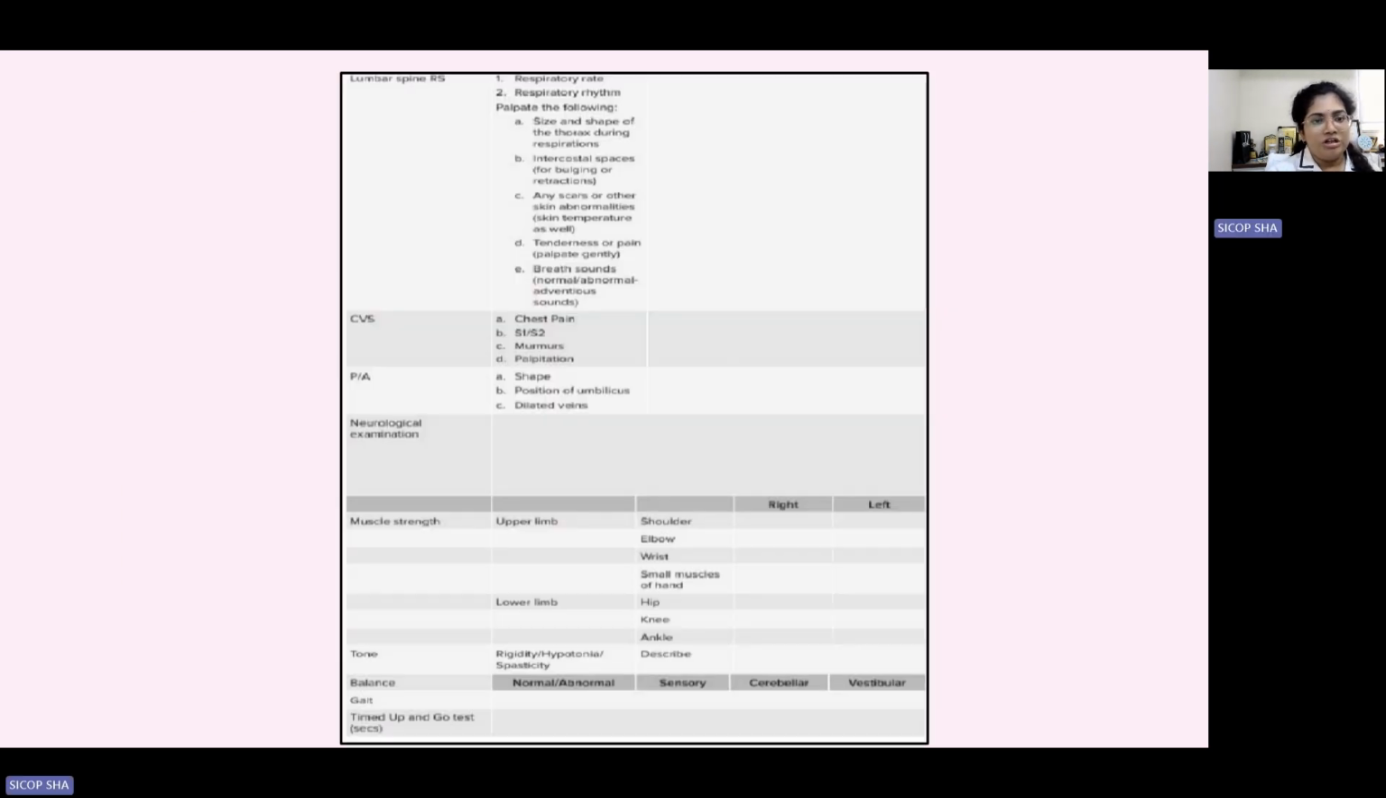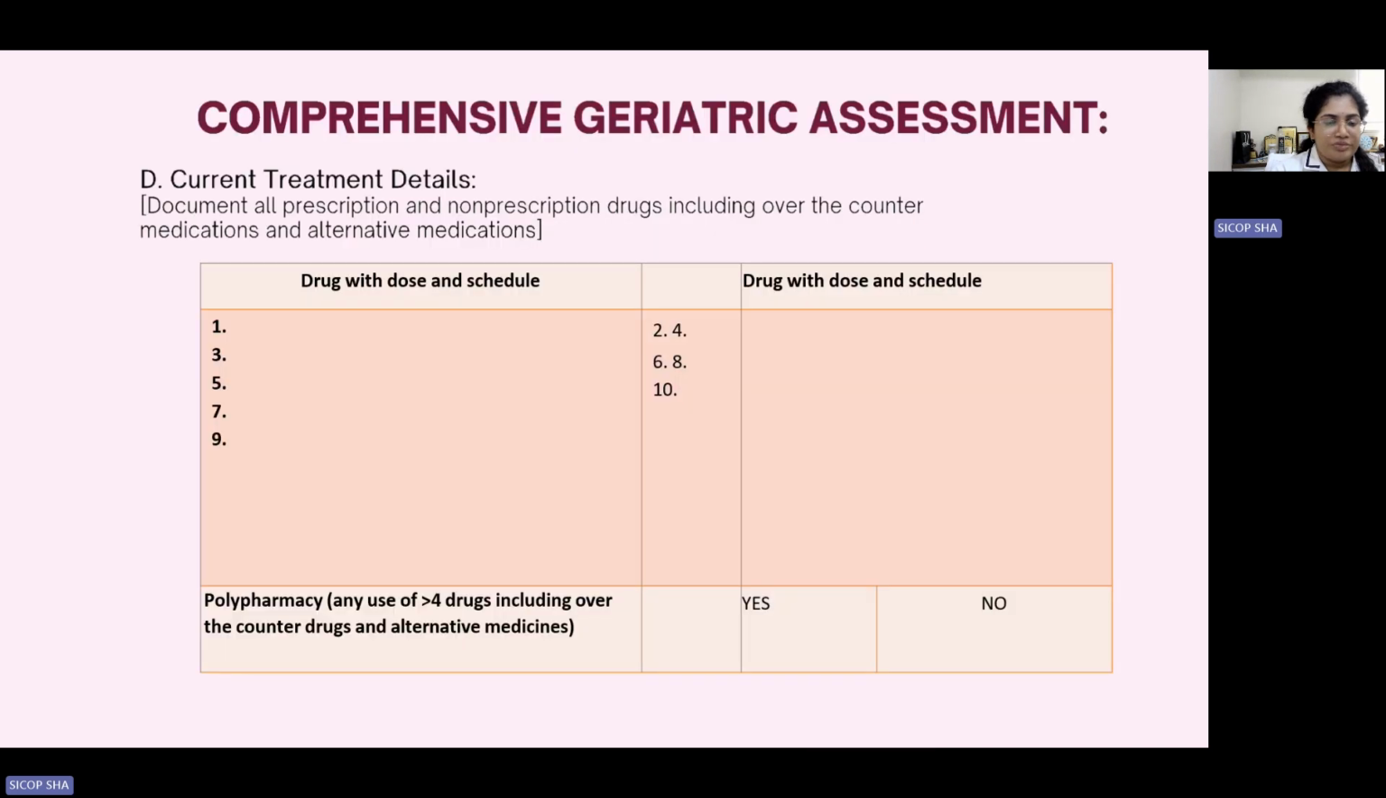If we are looking at the lumbar spine, we are again looking for discoloration, tenderness, and any curvature change. Then for the cardiovascular system, we look for any chest pain, etc. Then comprehensive geriatric assessment, current treatment details.